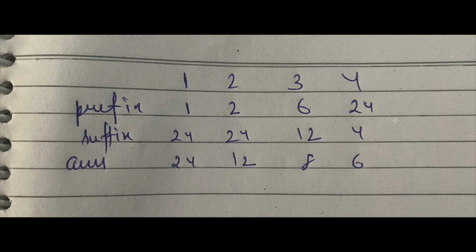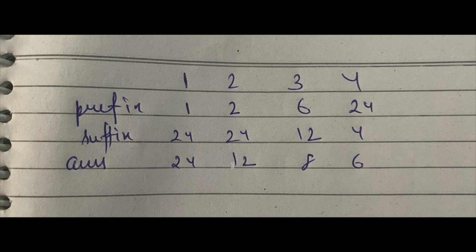Similarly, the suffix will be computed from the last index. Initially the product is 4. 4 into 3, product is 12. 12 into 2, product is 24. And 24 into 1, product is 24. Then for calculating the answer, the first case and last case will be handled separately. For the first case the answer will be 24, because the suffix contains the product of all the elements from here to the end. And for the last index the answer would be 6, because the prefix contains the product of all the elements up to here, starting from the 0th index.